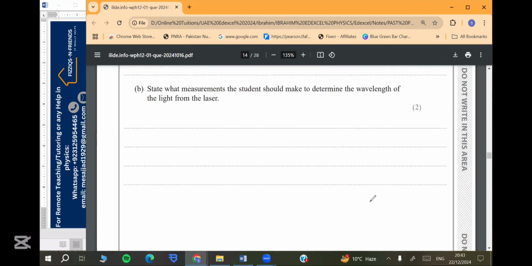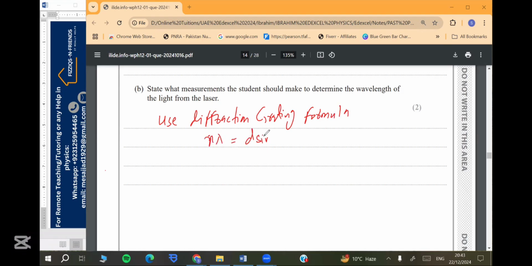State what measurements the student should make to determine the wavelength of the light from the laser. Because you're playing with the diffraction grating, you have to use the diffraction grating formula, which is n lambda equals d sine theta. Now, what do you think you should have for the wavelength? You should have d sine theta over n. So you should have the angle, you should have d, and you should have n.